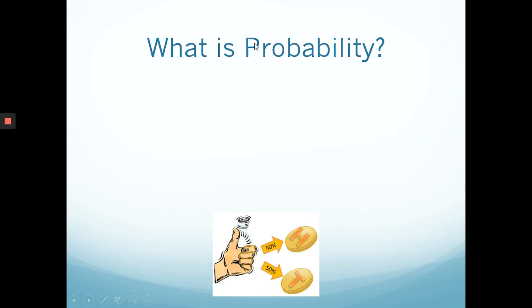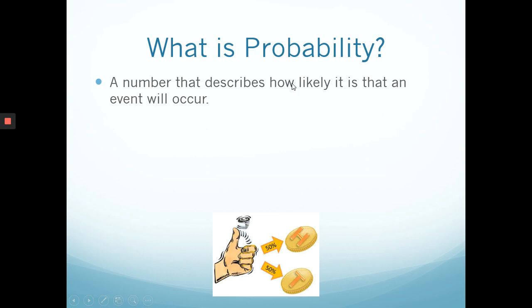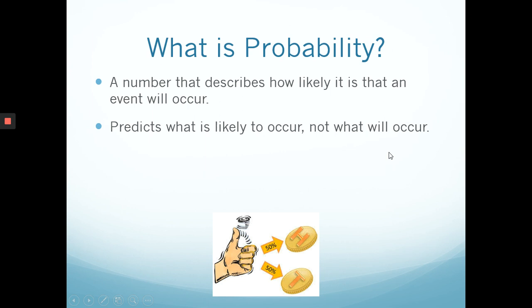You probably remember this term from math. Probability is using a number to describe how likely an event will occur. Down here we have a coin. A coin flip has a probability of 50% of landing on heads and 50% landing on tails. Again, this is a prediction of what would likely occur. It's not what exactly will occur.